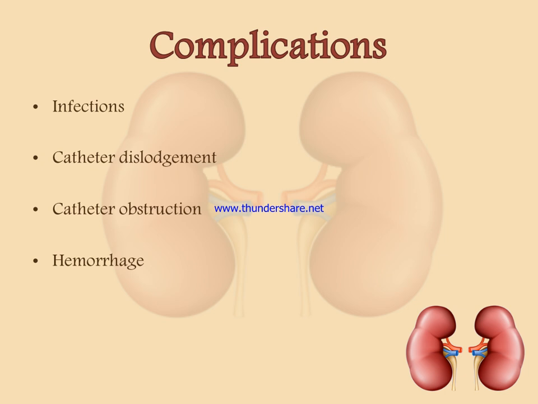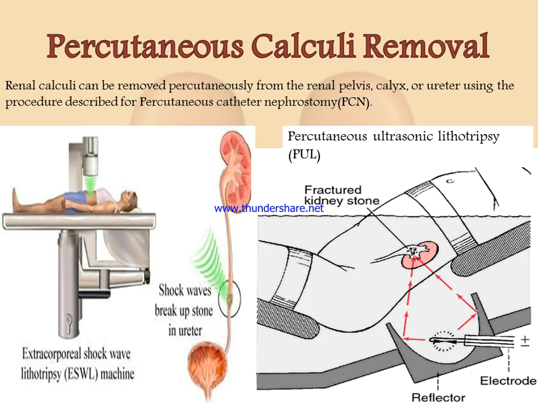Complications of this procedure include infection, catheter dislodgement, catheter obstruction, and hemorrhage. In percutaneous calculi removal, renal calculi can be removed percutaneously from the renal pelvis, calyx or ureter using the procedure described for the percutaneous catheter nephrostomy.